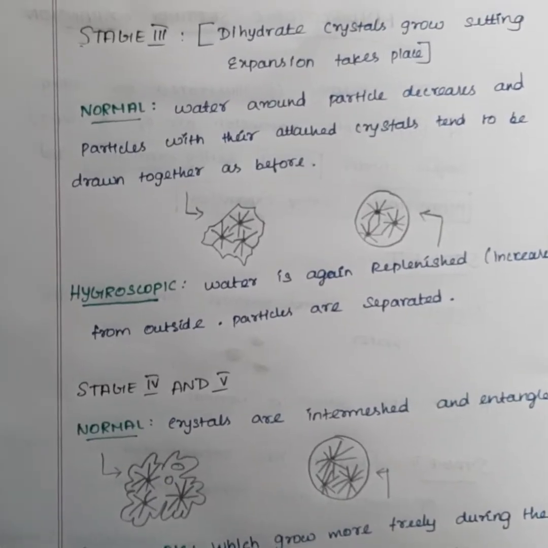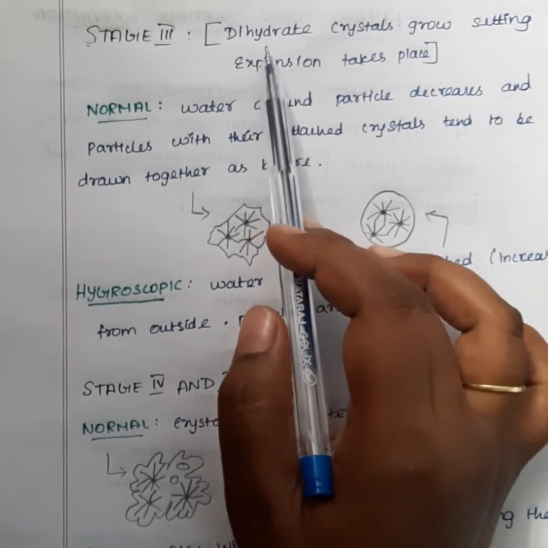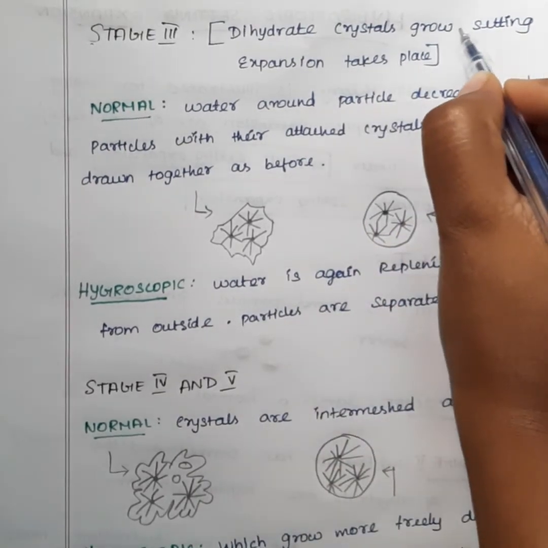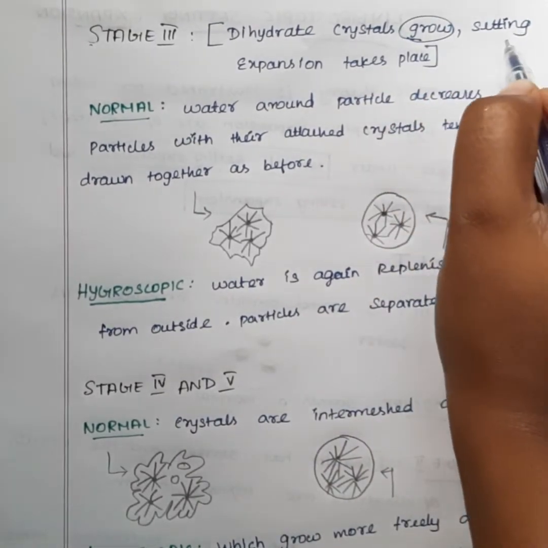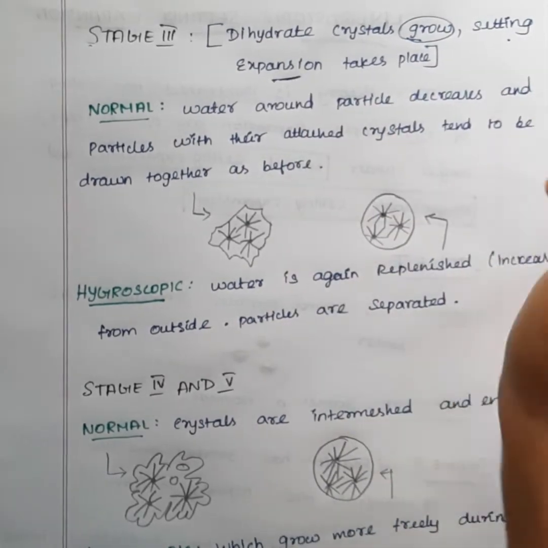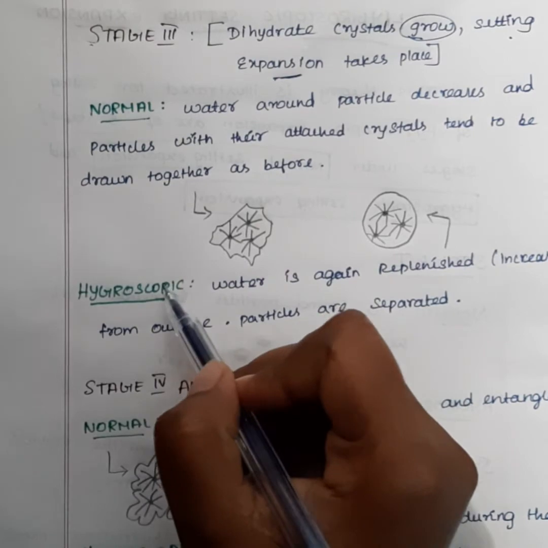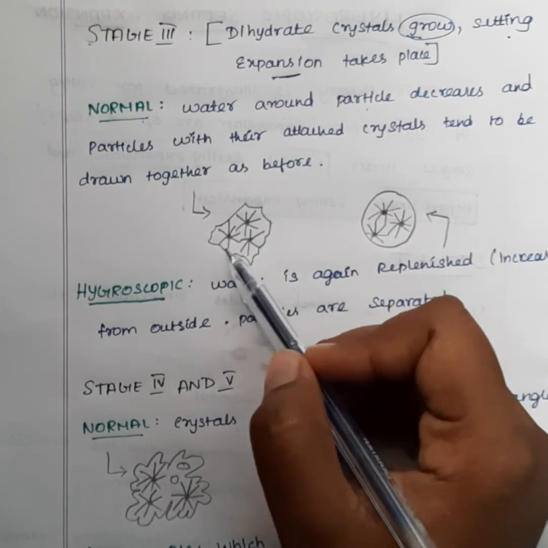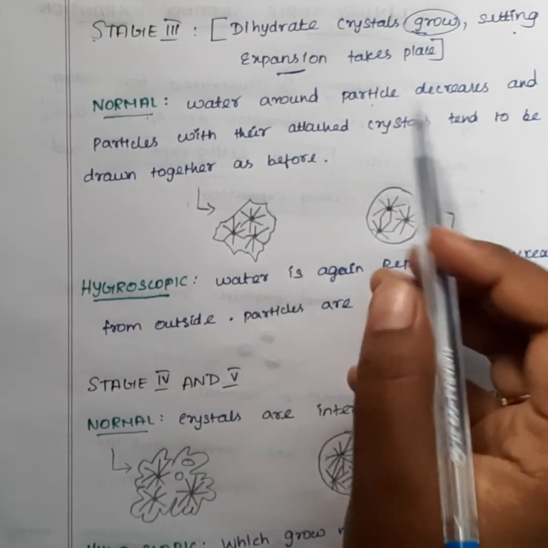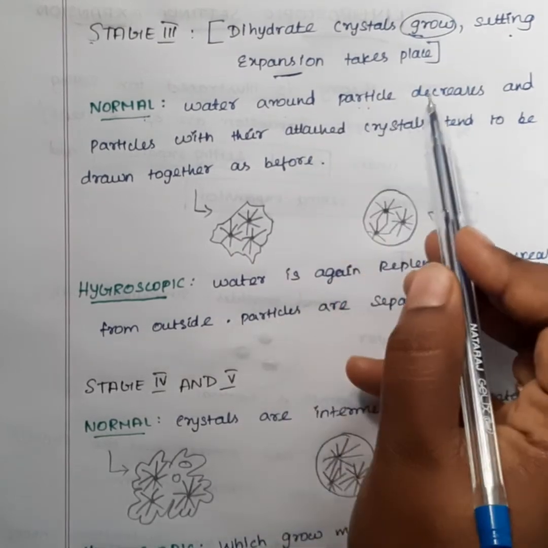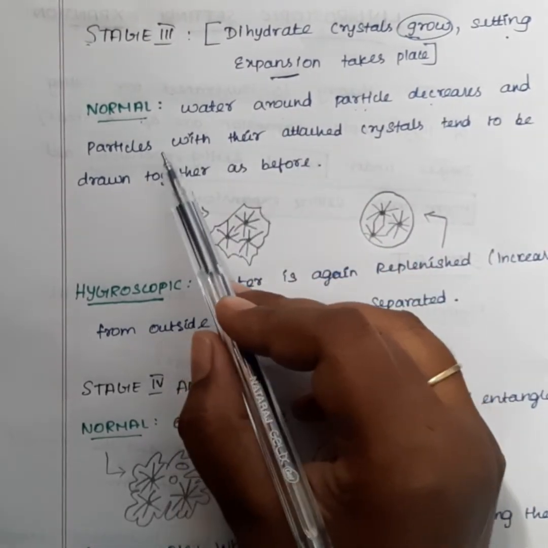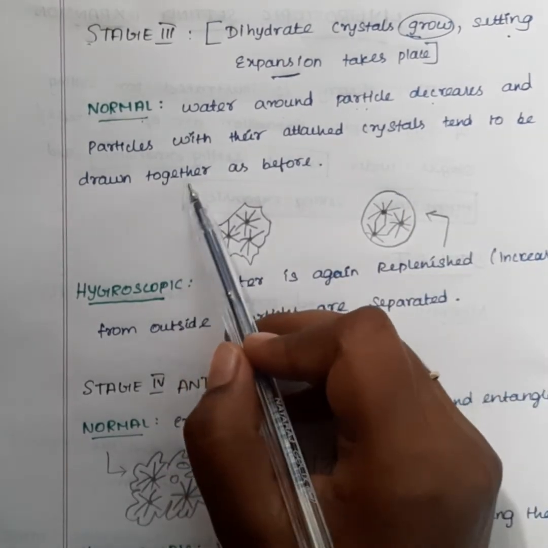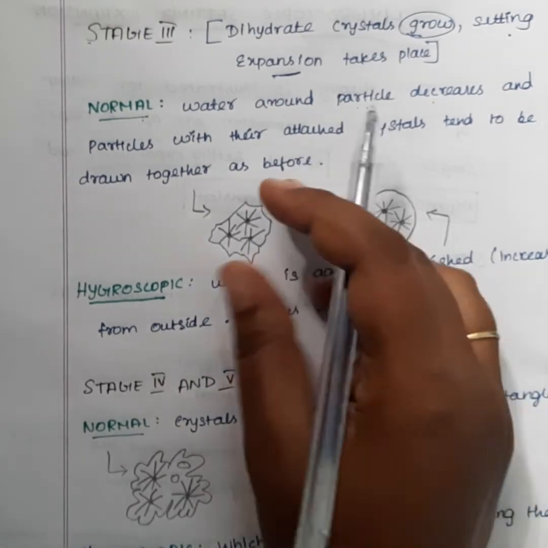And now stage 3. In stage 3, dihydrate crystals grow and setting expansion takes place here. Dihydrate crystals will grow and setting expansion takes place. Now normal and hygroscopic. In normal, water around the particles decreases. See, it is closer than in stage 2. So water around the particles decreases and the particles with their attached crystals tend to be drawn together as before. So the particles tend to be closer.